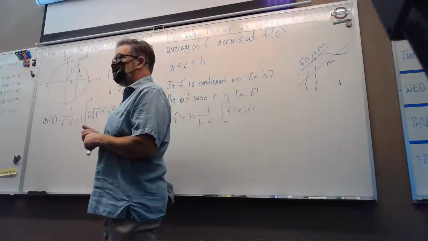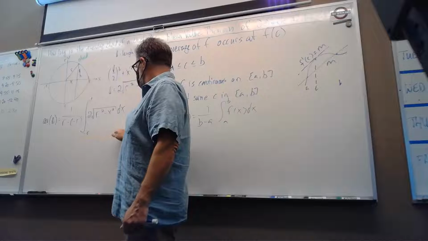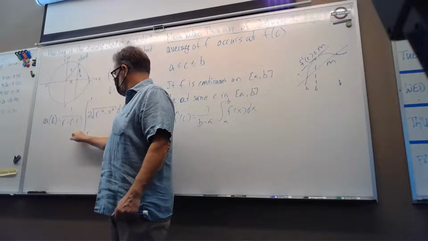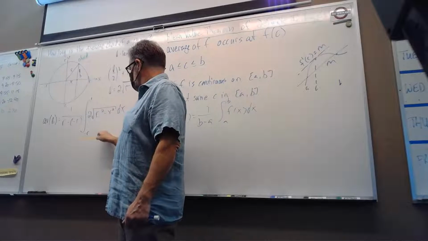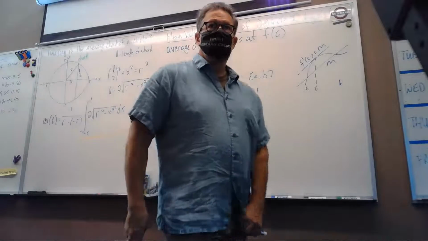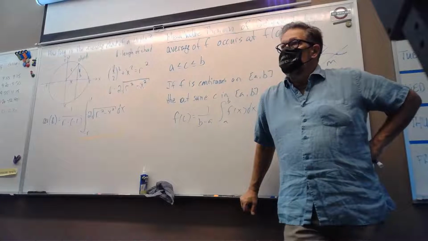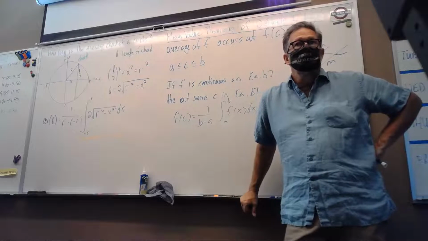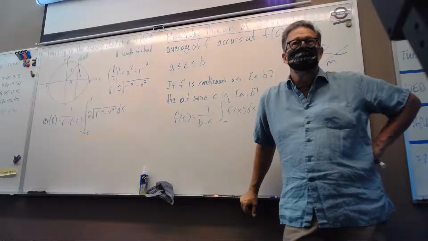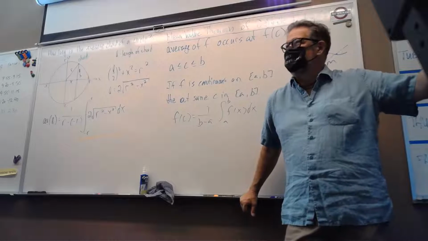Next question. What does that thing there represent? Area of what? Of the circle. There it is.